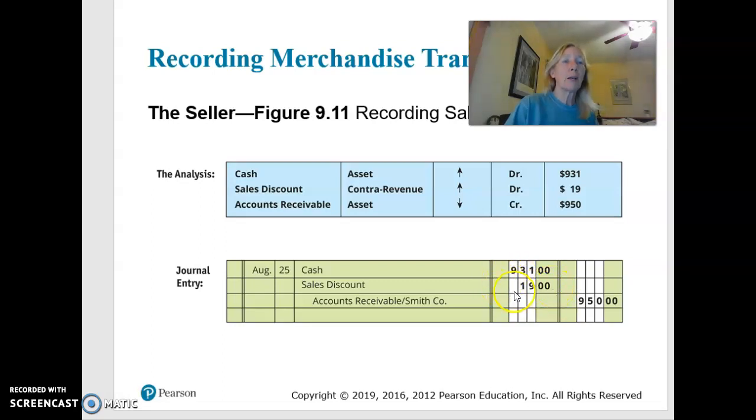And that is a special account, just so we know what we sold on that discount, because it's going to decrease our sales revenue. That's okay. And then we are going to credit their accounts receivable for the full amount because they no longer owe us that money.